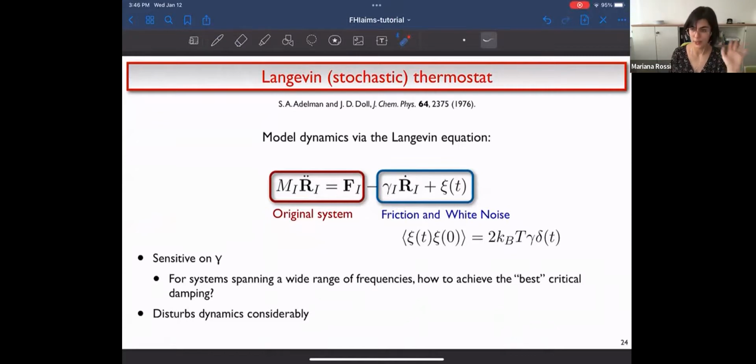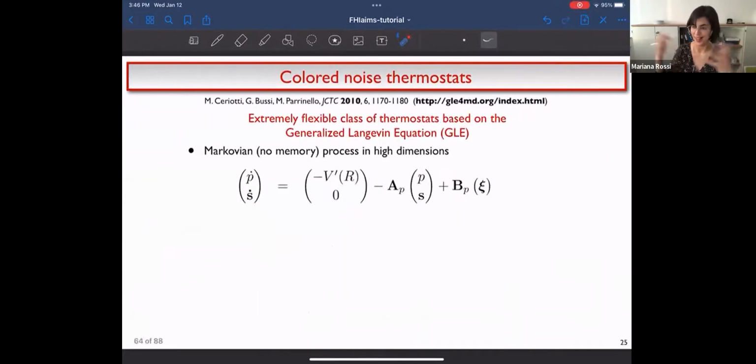But you can get away from these issues of this thermostat by going to a higher dimensional problem. That is the colored noise thermostats, they are called, and they are based on a type of generalized Langevin equation. So you extend your system again with this idea with other fictitious degrees of freedom. So you have a higher dimensional problem now to solve.